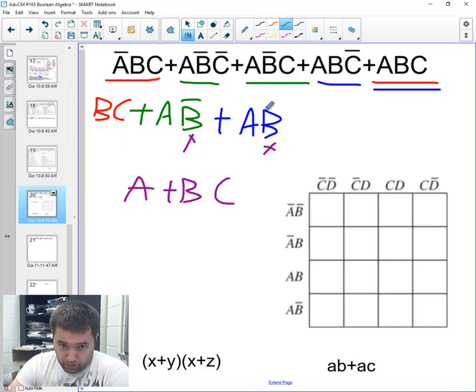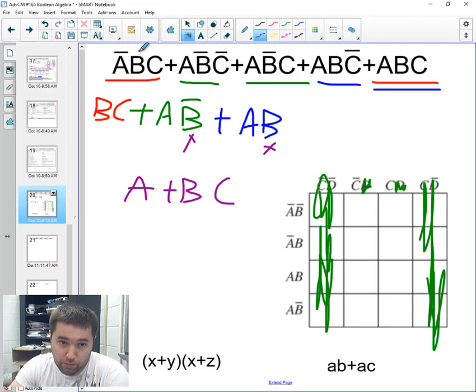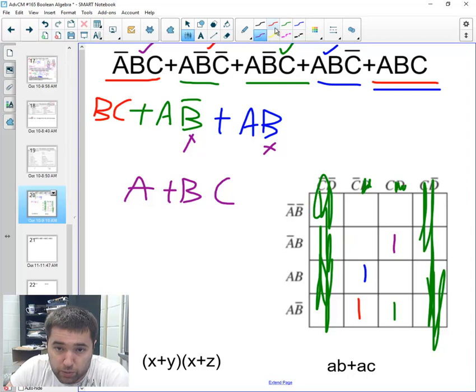To do this on the truth table, let me give this a purple: not A B C, not A B C. We have A not B not C. We have A, B not C. We have A, B not C. And then we have the last one, which is black, A B C.